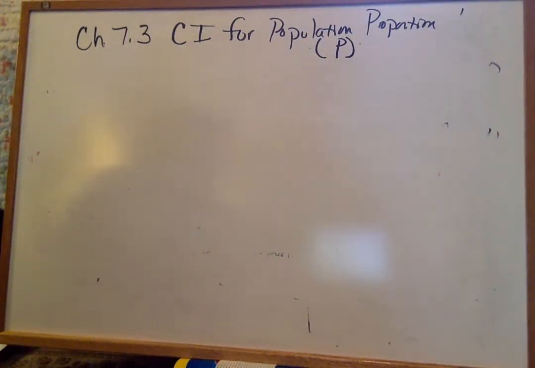Okay, this is video number 3. On video number 2, we did confidence intervals for the mean. Those problems either gave you the mean and standard deviation from a sample, or they gave you an actual data set and then you had to type that into L1. Today we're doing confidence interval for the population proportion.